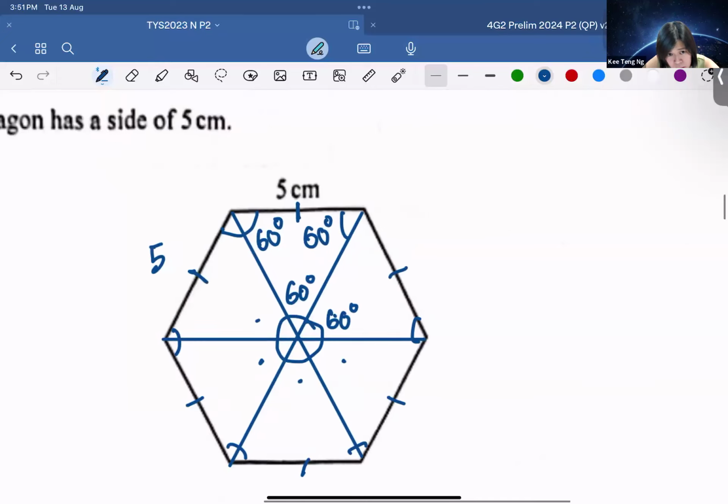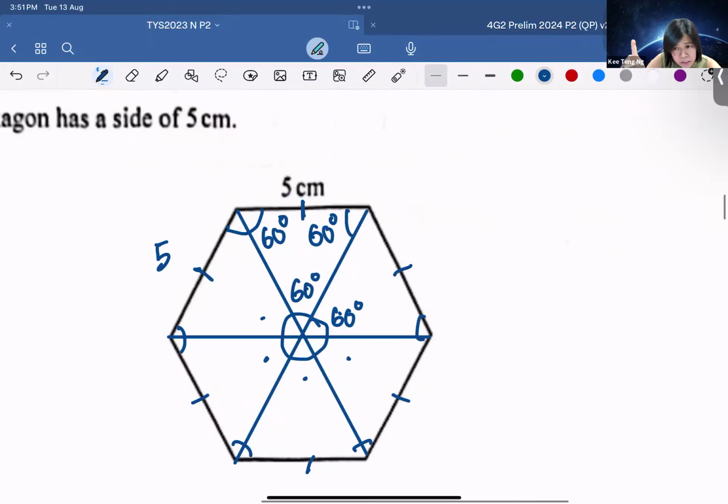What kind of triangle is this that all 3 angles are 60? It's an equilateral triangle. So if that's the case, this side is 5 cm, this one is also 5 cm, and this one is also 5 cm. So I know all the lengths here are going to be 5 cm. Not all kinds of triangles are like that, okay? Only the hexagon has this special property because it has 6 sides.